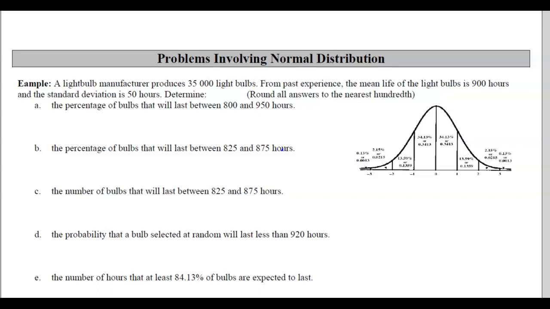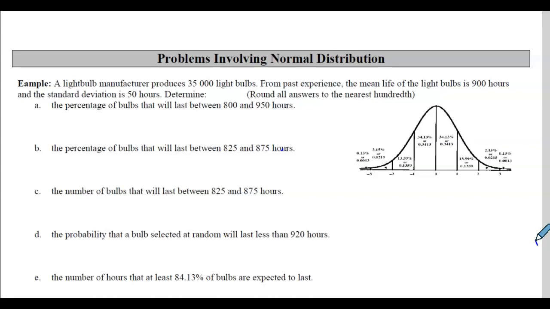We're just going to look and use this. We're not going to use our calculator. We're going to use the standard normal distribution there. So you can do that, depending on what questions you're asked. If all the questions involve 1, 2, 3 standard deviations above, or 1, 2, 3 standard deviations below, you can just use that. It says the percentage of bulbs that will last between 800 and 950 hours.